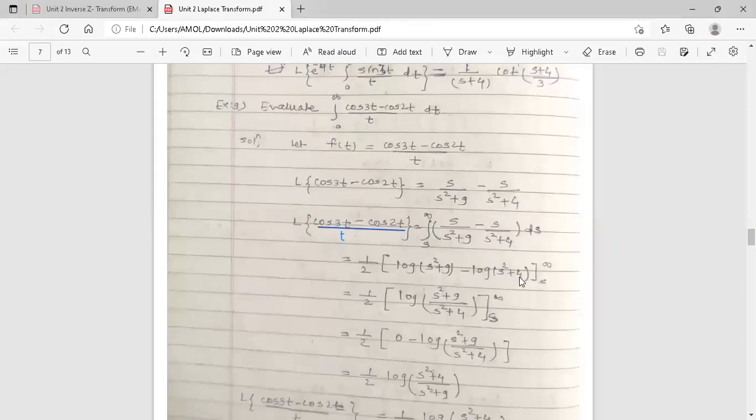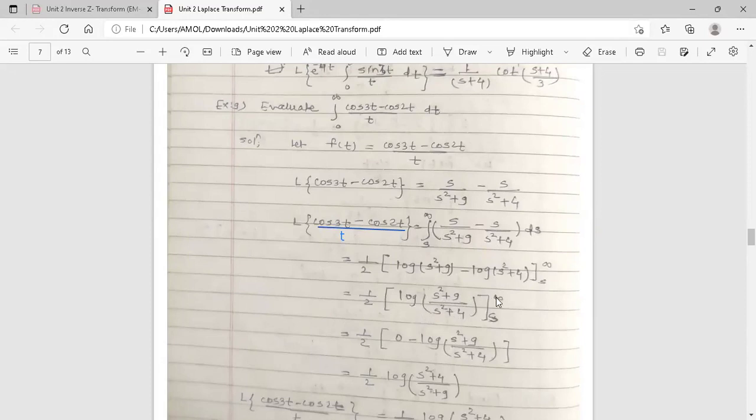When the derivative of the denominator is adjusted in the numerator, the formula is this one, 1 by 2, because we have divided and multiplied the term by 2. So 1 by 2 is constant for both the terms, with limits s to infinity. Now we can write log of a minus log of b as log of a upon b. So a is s square plus 9, b is s square plus 4. So you can rearrange the term like this. Now when we put upper limit infinity, the term is 0, because if you take s square common, the term is 1 plus 9 upon s square. Here also we take s square common, so the term is 1 plus 4 upon s square, which gets cancelled.